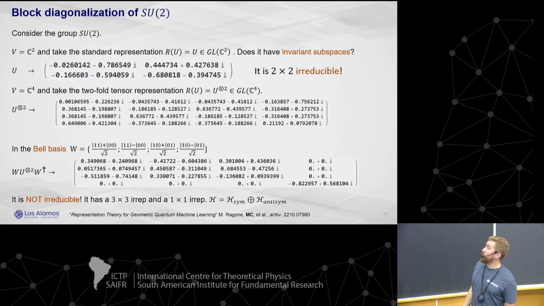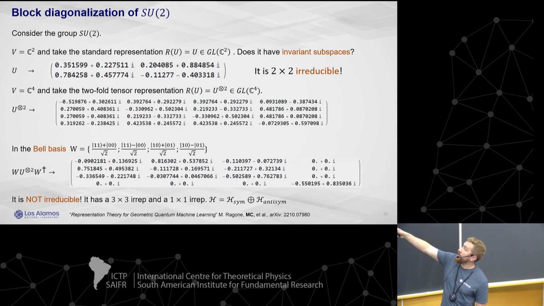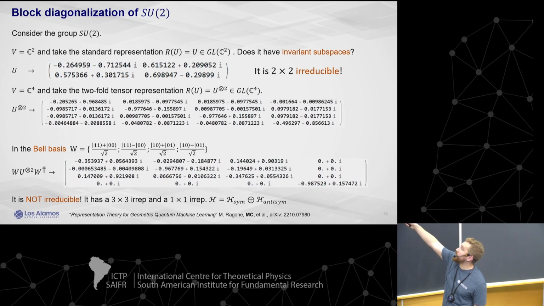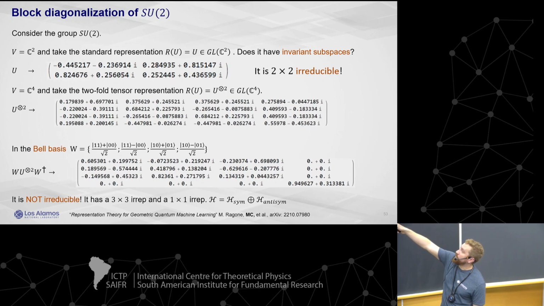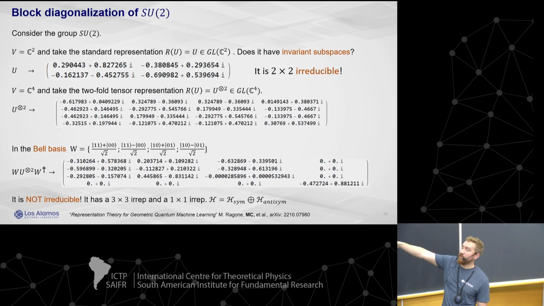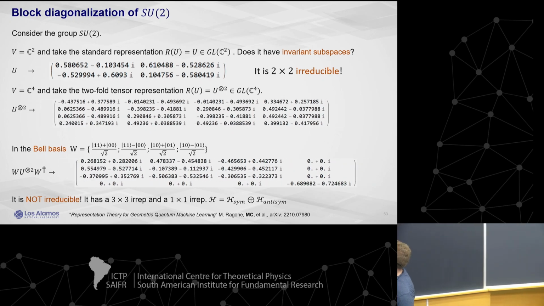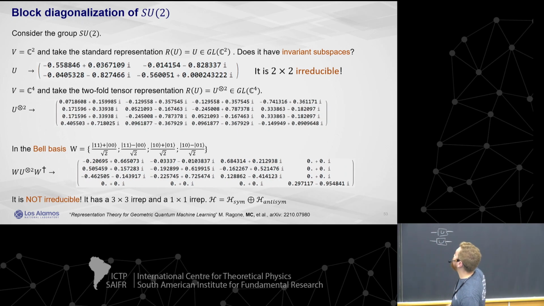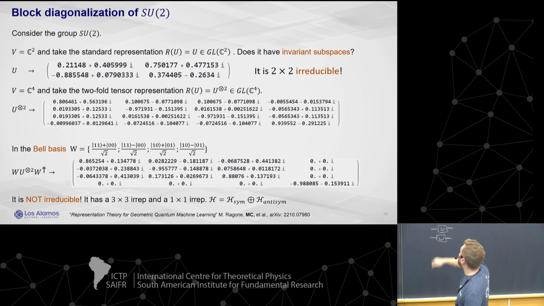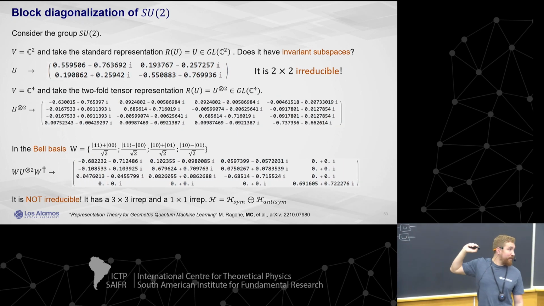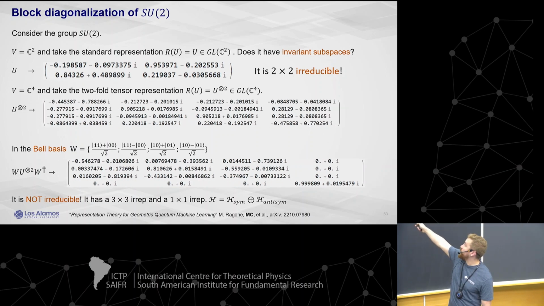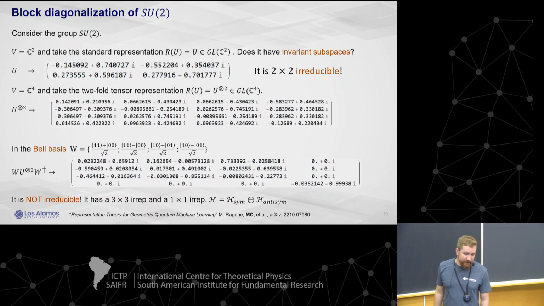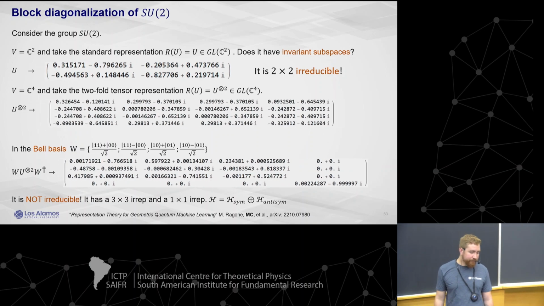So in this case, what we would say is that the 2-fold tensor representation of SU(2) in C^4 is not irreducible. It has a 3 times 3 irrep, and you can prove that this cannot be further decomposed, and a 1 times 1 irrep. And that means that my Hilbert space is going to decompose into this symmetric and anti-symmetric component.